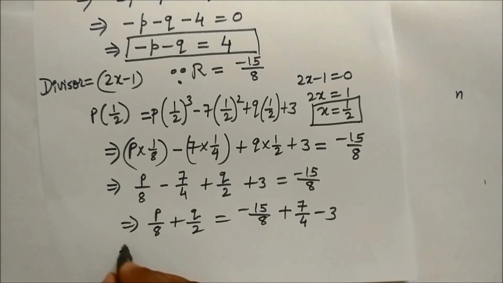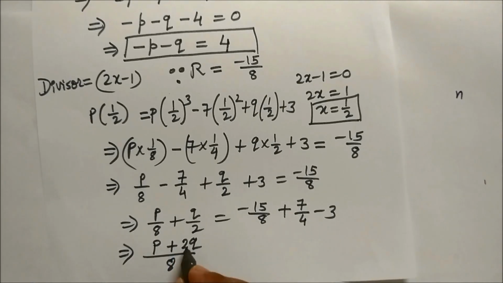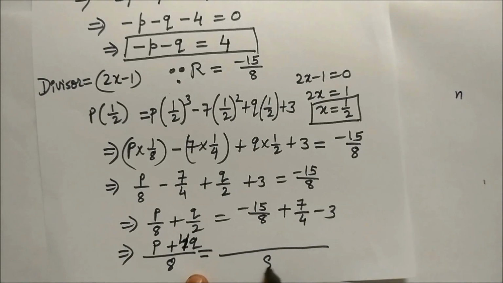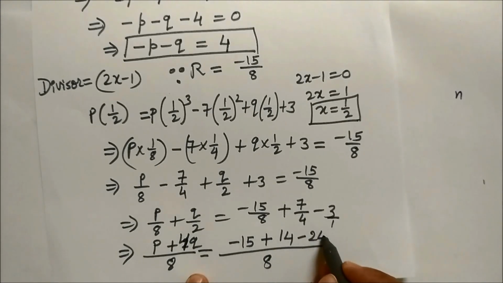After that we will take here LCM. This is 8. 8 divided by 8 is 1, multiplying in numerator. So 1 into P is P itself. 8 divided by 2 is 4, 4 multiplying in numerator. So 4 into Q is equal to 4Q. Is equal to, here LCM is 8. 8 divided by 8, 1 multiplying in numerator. So minus 15. 8 divided by 4 is 2 multiplying in numerator 14. 8 divided by 1 is 8 itself multiplying in numerator 24.